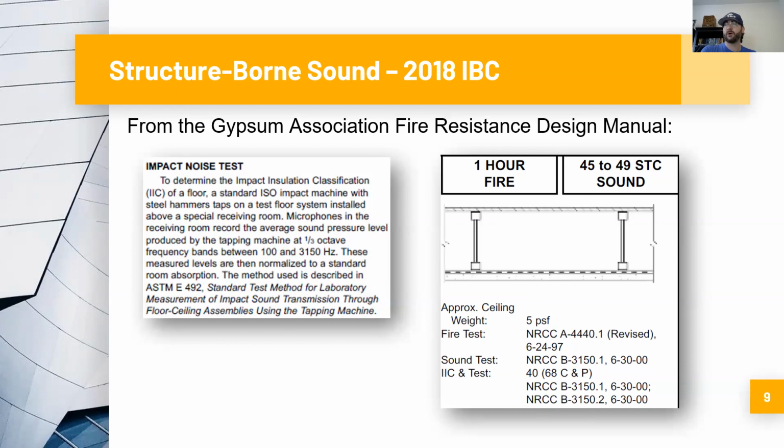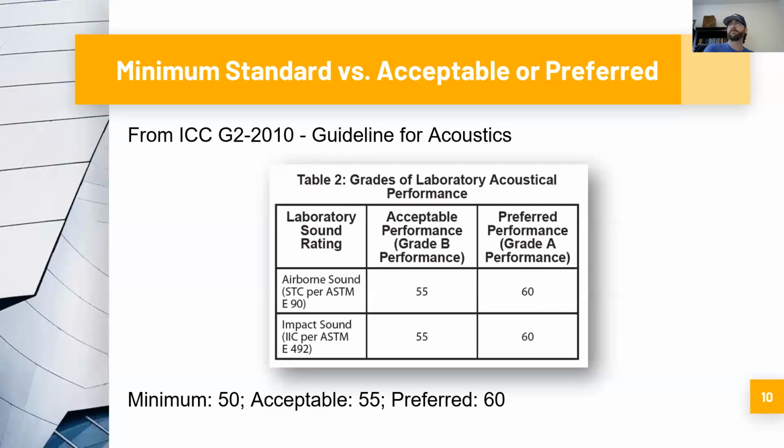So if you are looking for an assembly that meets that minimum or above for IIC, that's where you're going to find it, at least in the Gypsum Association's handbook that we're looking at right here. Of course, other systems, UL and other manufacturers, they do provide different tests and different IIC classifications. So you just want to make sure that you spec one that complies with both the code and your intent as a designer. So let's look at the same guideline for acoustics from the IIC.